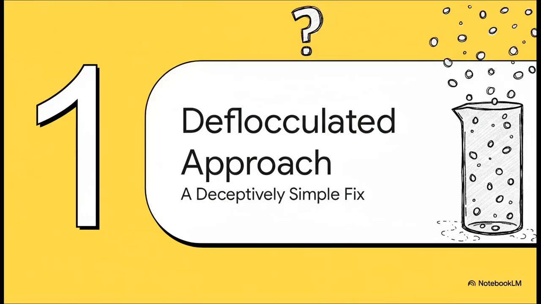Now, let's look at the first way you might try to fix this. On the surface, it seems like the perfect solution. It's called the deflocculated approach, and the goal is simple. Just keep the particles from sticking together and make them settle as slowly as humanly possible. Sounds perfect, right? Well, let's see about that.